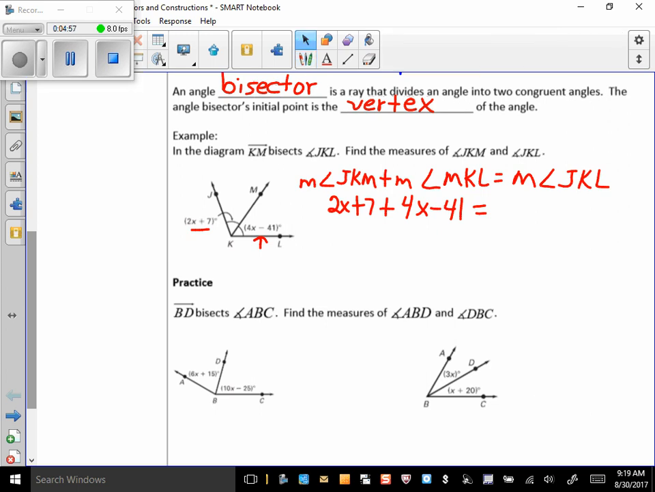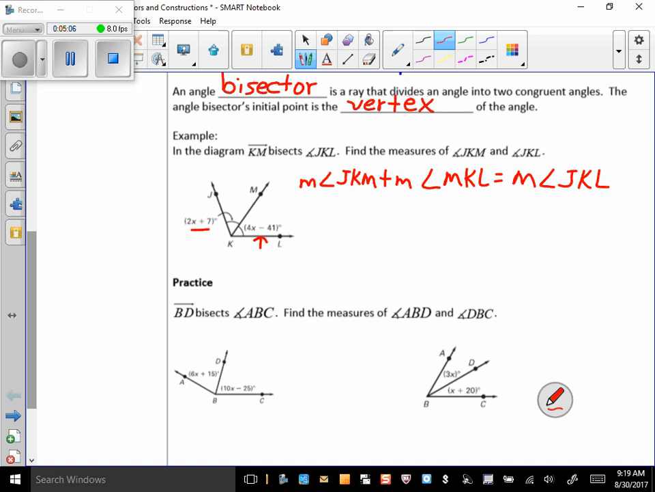What should I have done here? I'm not going to erase the angle addition postulate because I actually could use that. What I'm really going to do, and I'm sure some of you were thinking this all along, is use the fact that KM is the bisector. So what I know, and this is going to make it much easier for me, is that 2x plus 7 equals 4x minus 41, because I know that bisector divides that large angle into two congruent parts. So what do I get here when I do my algebra?